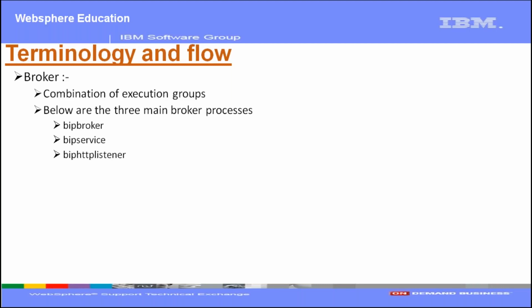Whenever we create and start a broker, how can we judge that the broker is up and running? We get the BIP processes of that particular broker. When the broker displays that all these processes are up and running, then only the broker is up and running. If even one process is down, it means that the broker is down.